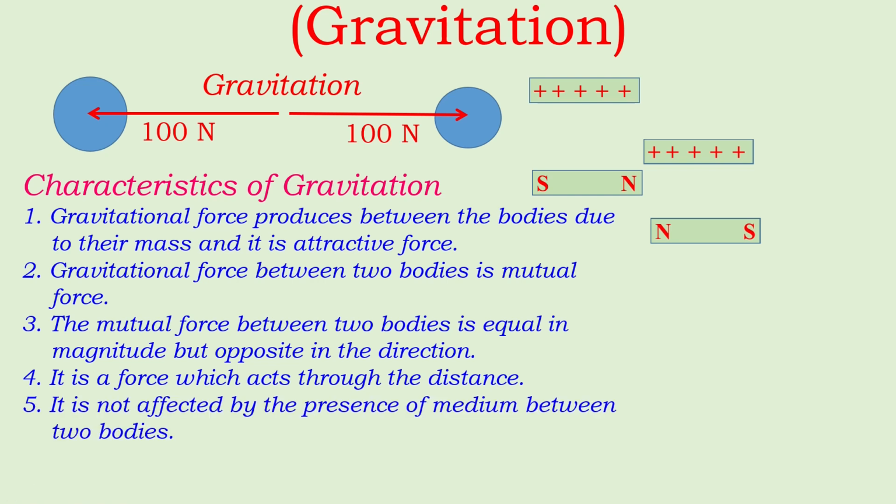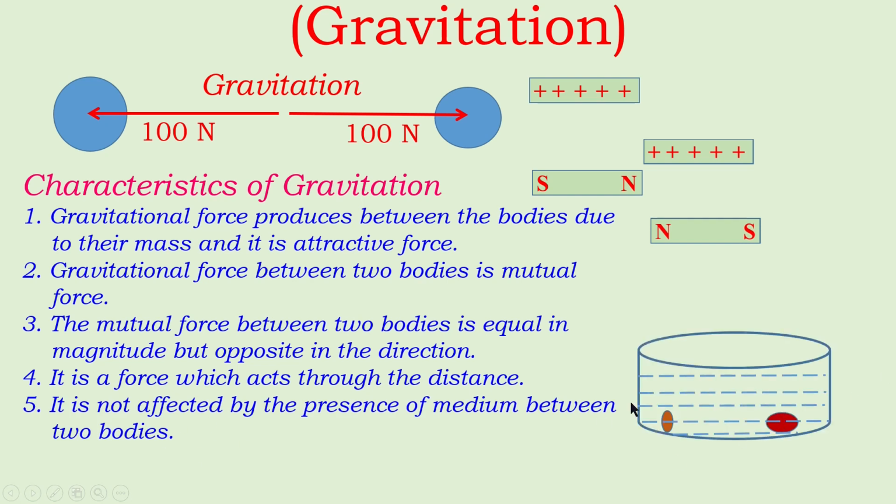It is not affected by the presence of a medium between two bodies. Just for example, let's say this is a vessel and there are two bodies immersed in water in the vessel. These two bodies attract each other because they have gravitational force of attraction. But this gravitational force of attraction between these two bodies wouldn't be affected by this water. Whether water is present between them or air is present between them, this medium doesn't affect the gravitational force between them. The gravitational force between them depends on their mass and the distance between them. Until and unless these two change, the value of gravitational force remains the same whether the medium is present or not.